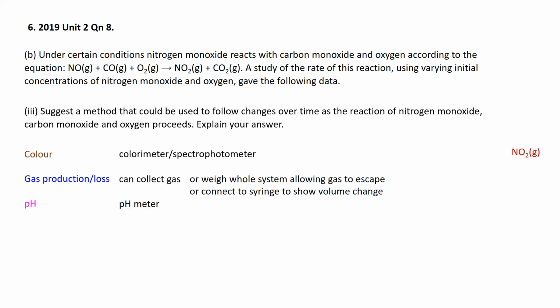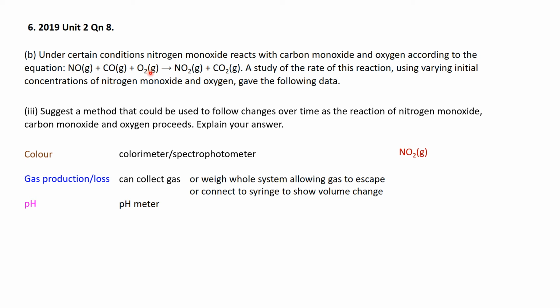Well, in this particular reaction, NO2 is one of the products, and that's colored. It's sort of browny. So you go from colorless, and gradually the reaction goes a little bit pale brown, a bit darker. So you could follow the production of NO2 with its color. Or you can look at the gas.